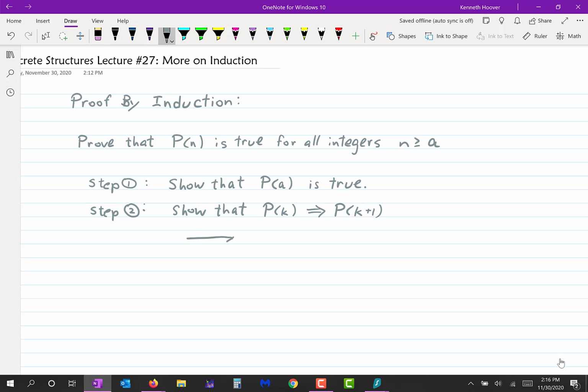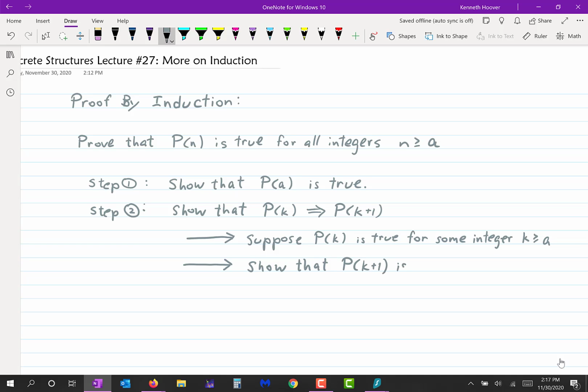Okay, and how do we do that? So you suppose P of k is true for some integer k equal to or greater than A, and then you use that to show that P of k plus 1 would also be true. And that's the whole thing right there.